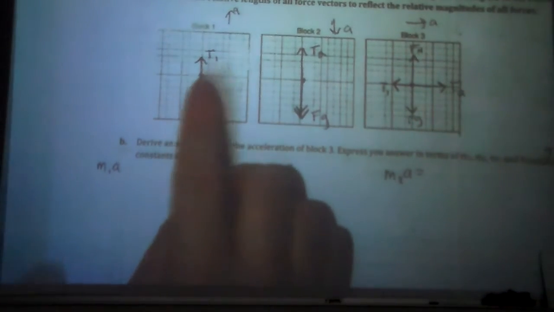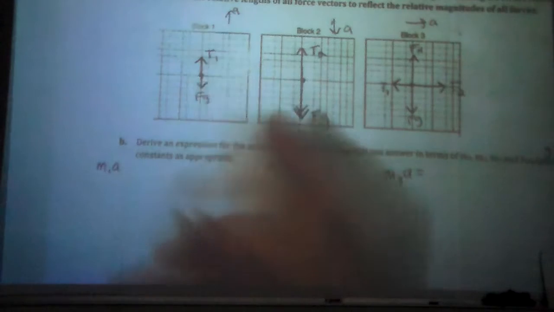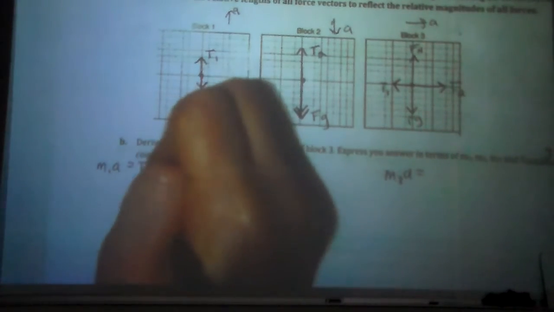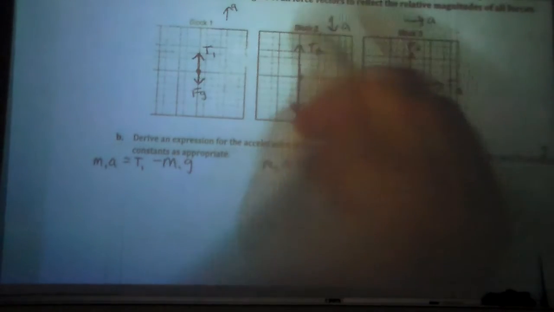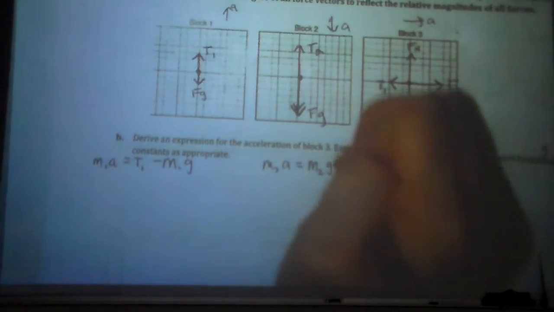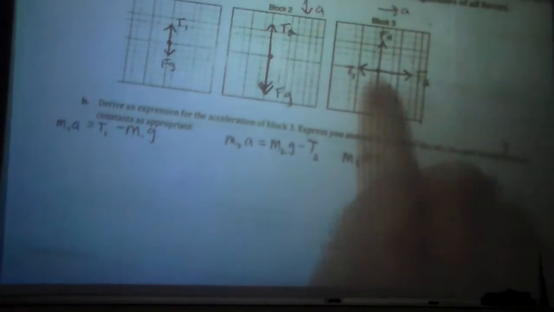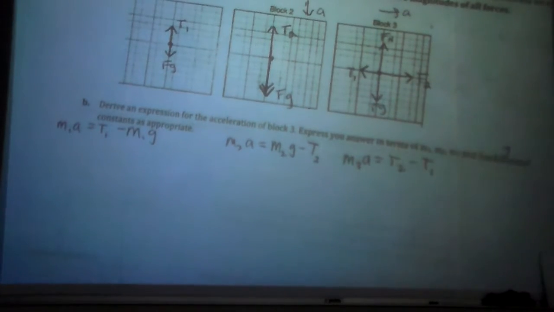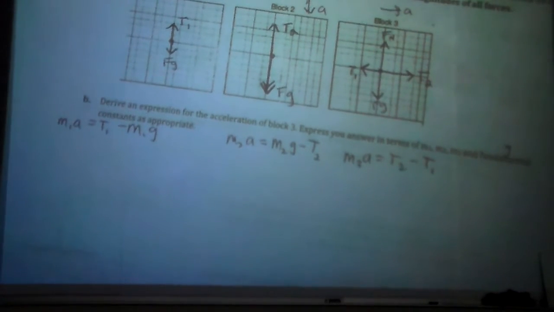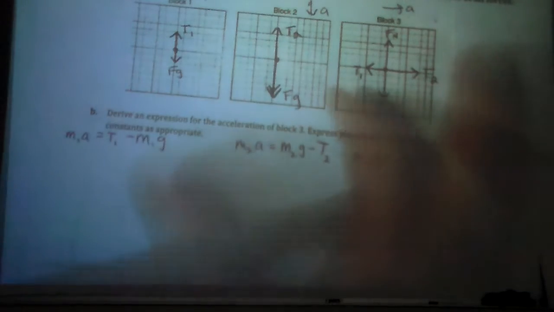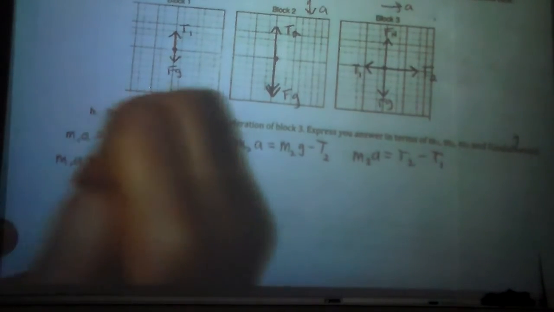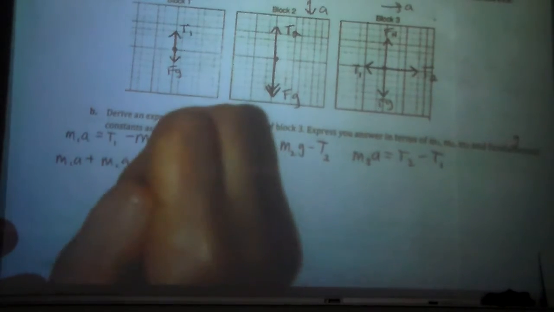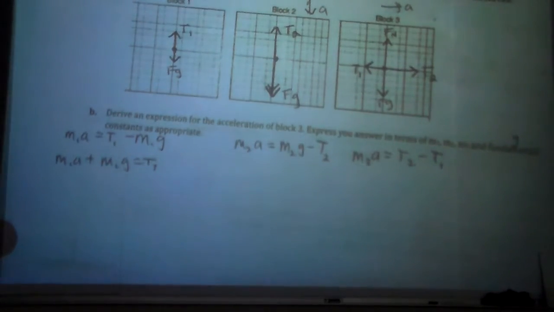For block 1, tension is greater because it accelerates up, so that would be T1 minus M1G. For block 2, that's going to be gravity minus tension, so M2G minus T2. And for this one, it is T2 minus T1. All right, I need to combine these equations, so I'm going to get T1 by itself.